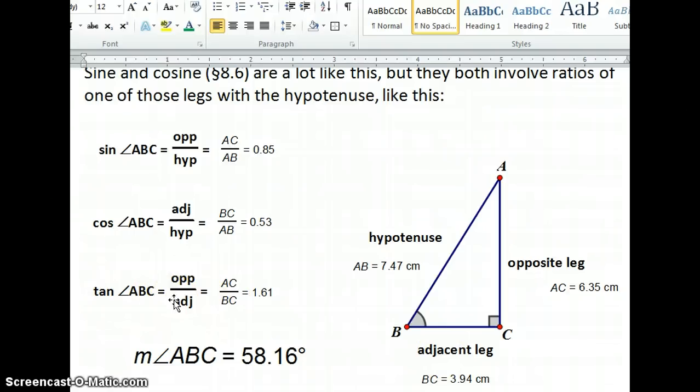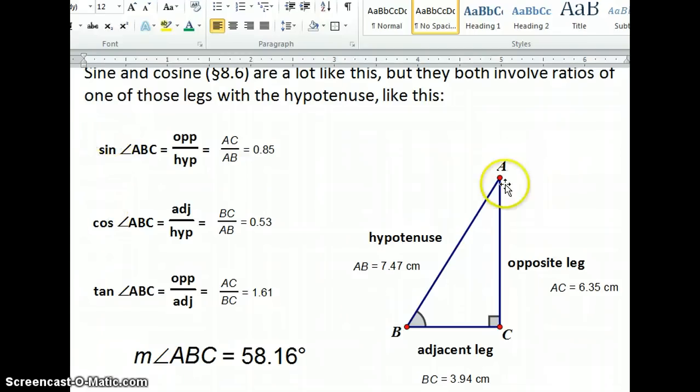Well, with these 3 different sides here, there's actually 3 different ratios we could describe relative to angle B. One involves opposite and adjacent. There's another one that involves opposite and hypotenuse. And there's another one that involves adjacent and hypotenuse. Those 3 different ratios have 3 different names. Tangent we already talked about, but here comes sine and cosine.